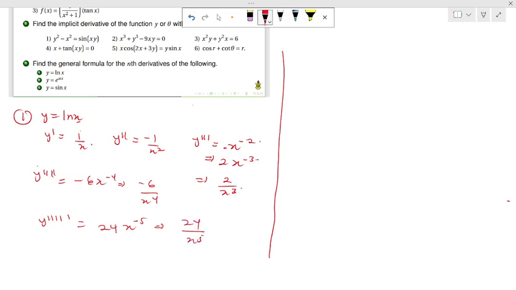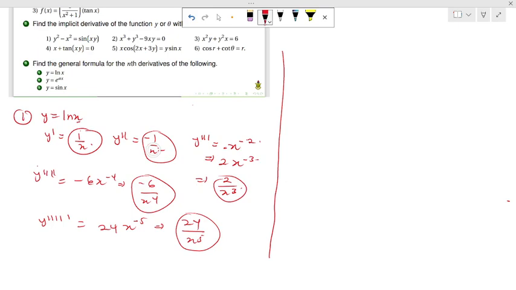So let's see the trend. I have 1, 2, 3, 4, then I have 5. It should be enough for me to get a trend. We realize that always it's either positive or negative, positive or negative. When n is 1, our first derivative, it was positive.